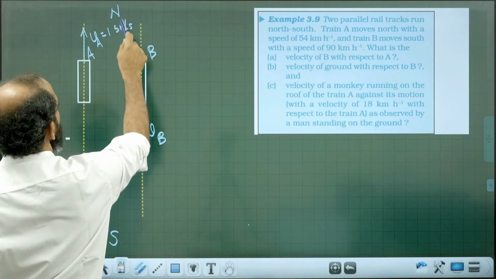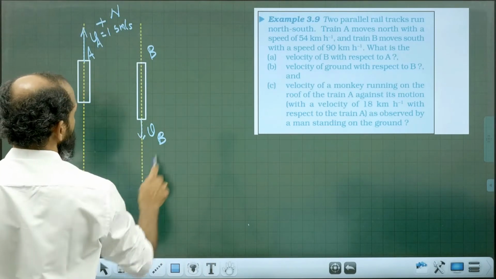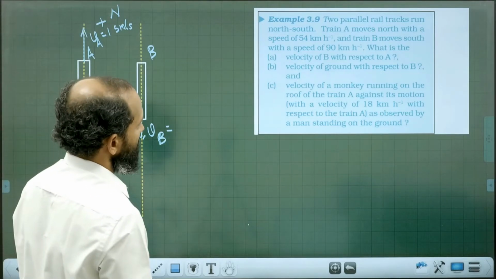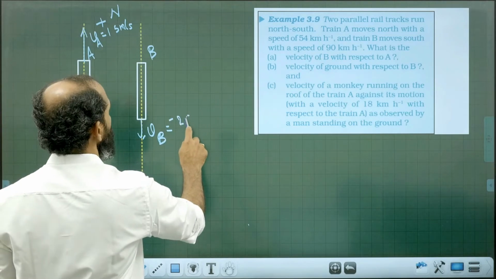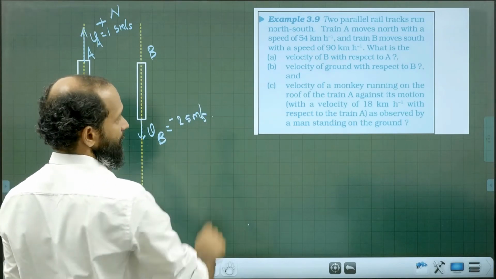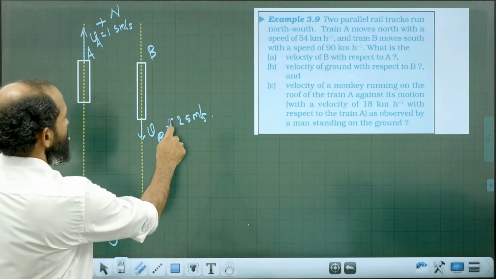For the northward direction you choose the plus sign, and for the southward direction you choose the minus sign. 90 into 5 by 18 is 25. So VB is minus 25 meter per second.